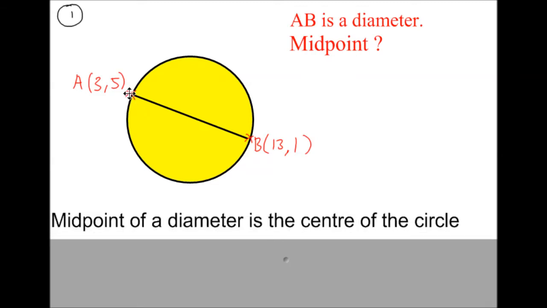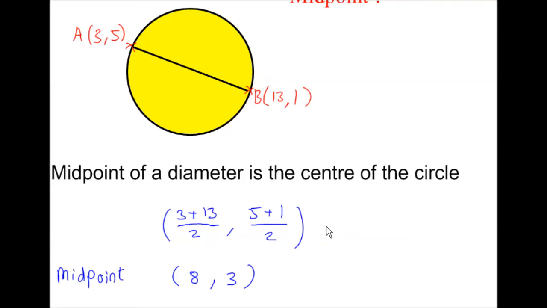So if you're ever given coordinates where you know that the line that links 2 points together is a diameter, and you know the coordinates of these 2 points, when you work out the midpoint of these 2 points, that will be the center of the circle. So applying some basic coordinate geometry to work out the midpoint of AB, we get the center of the circle.